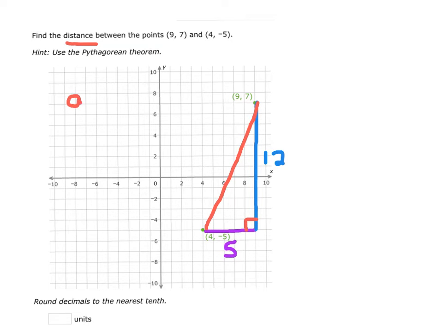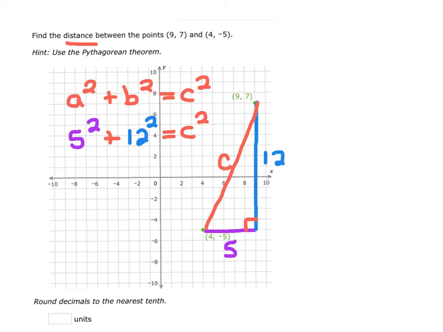So now let's use our Pythagorean theorem to solve for our missing side length, which in this case is the hypotenuse. So as we plug in our legs, we have 5 squared plus 12 squared is going to equal our hypotenuse squared. 5 squared is 25. 12 squared is 144. That'll equal c squared. 25 plus 144 is 169 equals c squared.